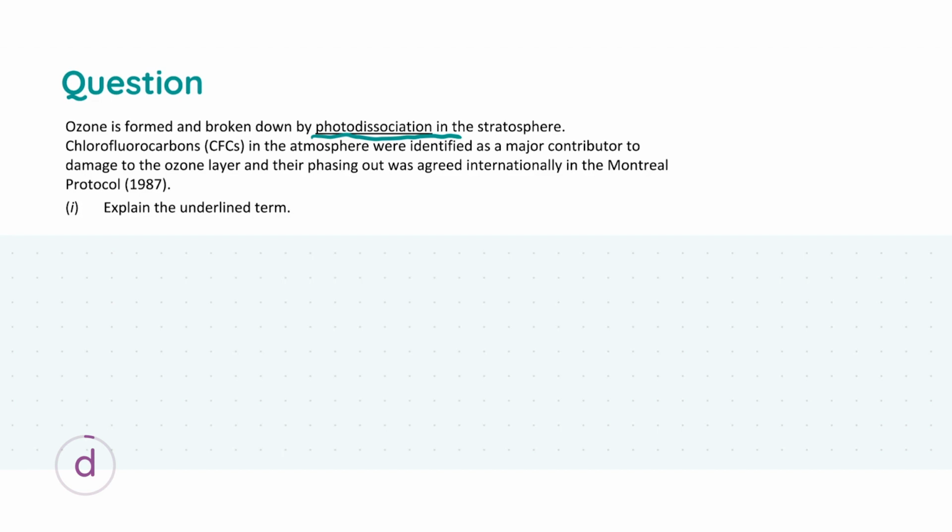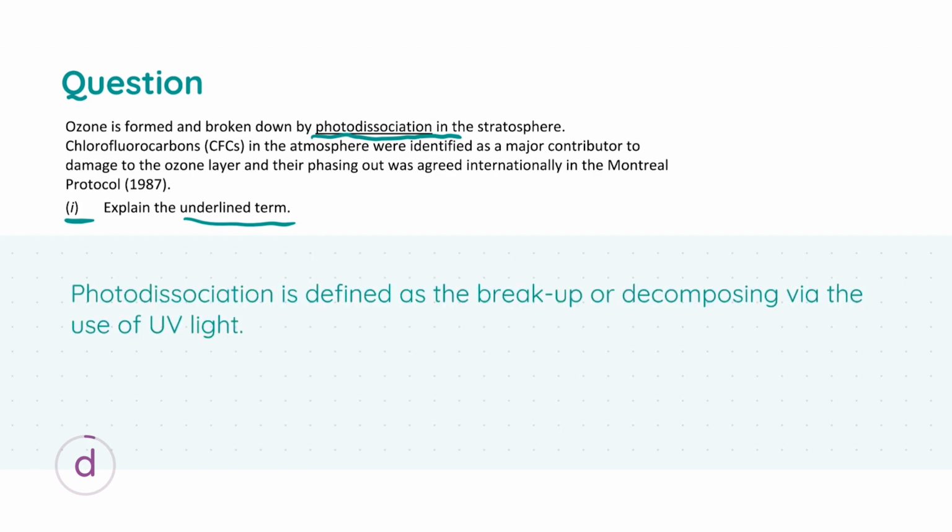Basically what we're asked to do in Part I is to explain this underlined term, which in this case is photodissociation. Photodissociation is defined as the breakup or the decomposing of something by the use of UV light in this case. So you could say it's the breaking up or splitting up of whatever it is via the use of UV light, or electromagnetic radiation would also work. It's a straightforward definition with 2 parts: the first being the breakup, and the second being how it's done, which is the use of light.